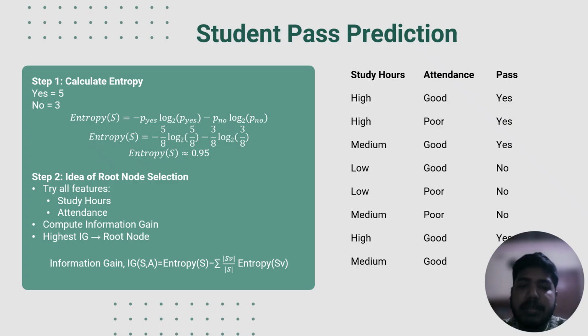The first step is to calculate the entropy. Entropy measures how impure or mixed our data is. In this case, the entropy of the whole dataset is approximately 0.95. Next, we need to decide which feature should be the root node, study hours or attendance. To decide this, we calculate something called information gain for each feature. The feature with the highest information gain becomes the root node.